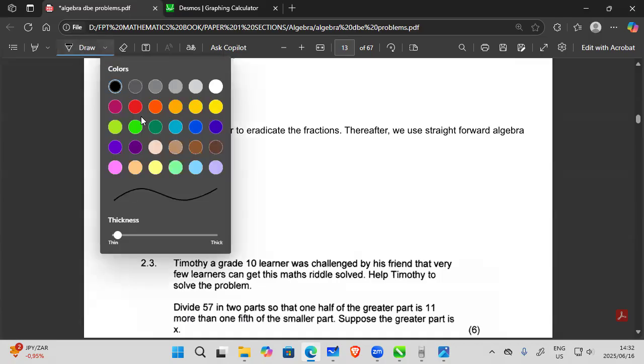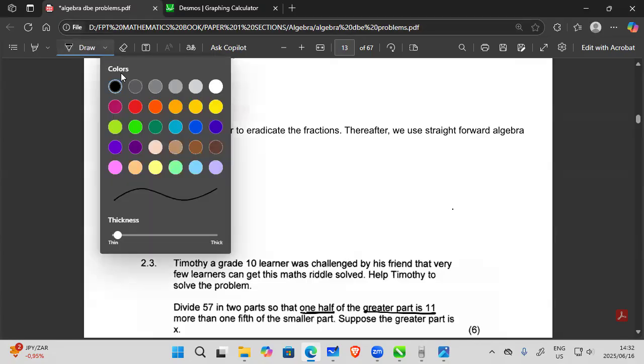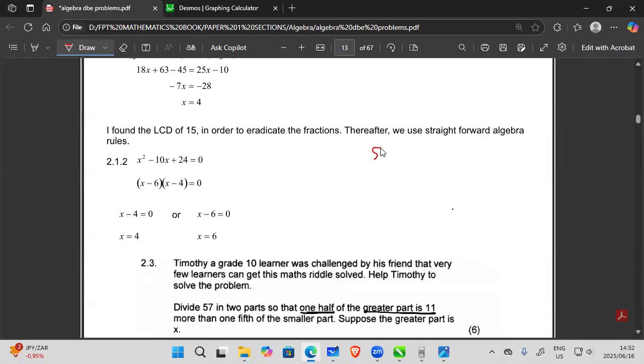Right, so let's look at this now. Divide 57 into 2 parts so that 1/2 of the greater part is 11 more than 1/5 of the smaller part. Bit of a confusing one. All right, but let's do it. You got 57 here. They want to take 57 and divide it into 2 parts. There's one part here. There's another part here. We don't know what those parts are. So that 1/2 of the greater part is 11 more than 1/5 of the smaller part.